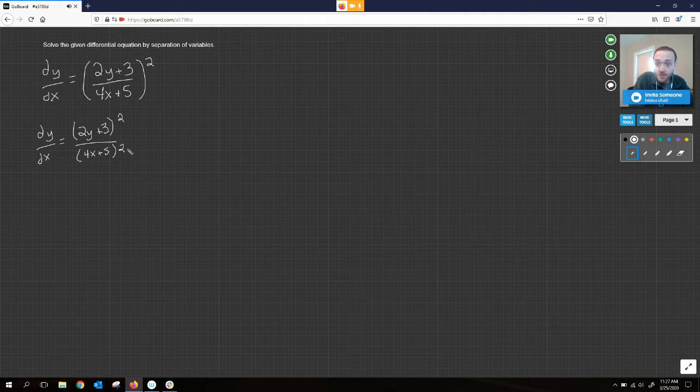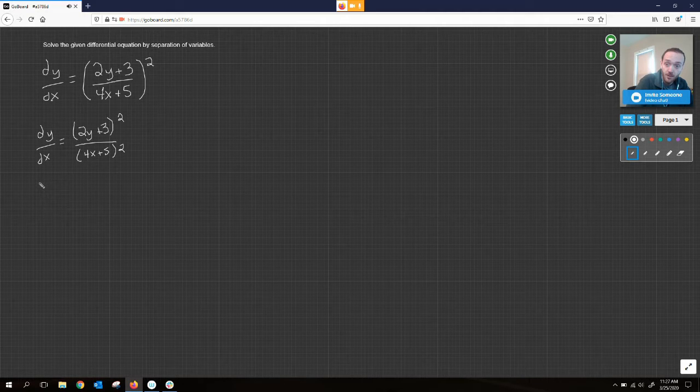I have my dy in the numerator on the left, which means that I want to get my y term of 2y plus 3 squared over to that side, but it's going to go in the denominator, so I'm going to have to divide that over. And then likewise, I'm going to have to take this dx and multiply it to the other side, which will put it in the numerator, leaving this 4x plus 5 squared in the denominator. So it'll look something like this.